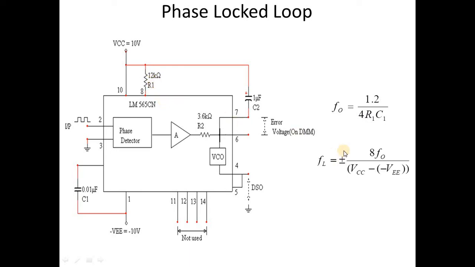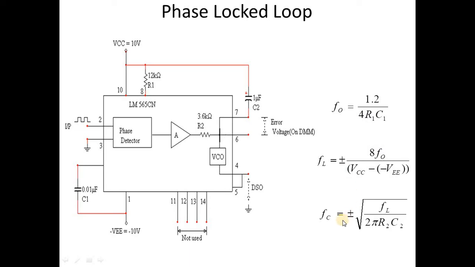Now FL equal to plus minus 8 F0 divided by VCC minus V. In our case VCC will be plus 10 volt, minus V will be minus 10 volt. Therefore FL will be equal to plus minus 8 into 2.5 kilohertz divided by 20, and your final FL will be plus minus 1 kilohertz. Your lock range will be plus minus 1 kilohertz.